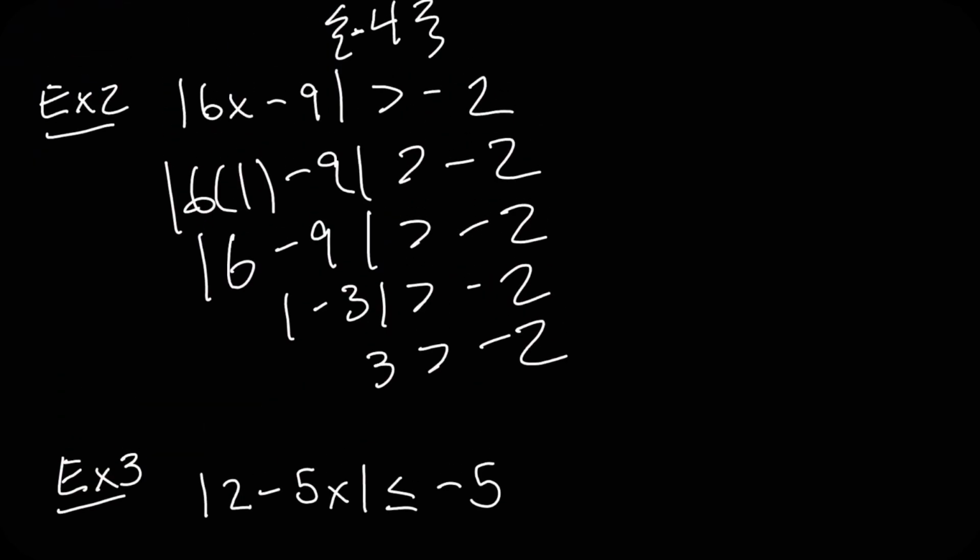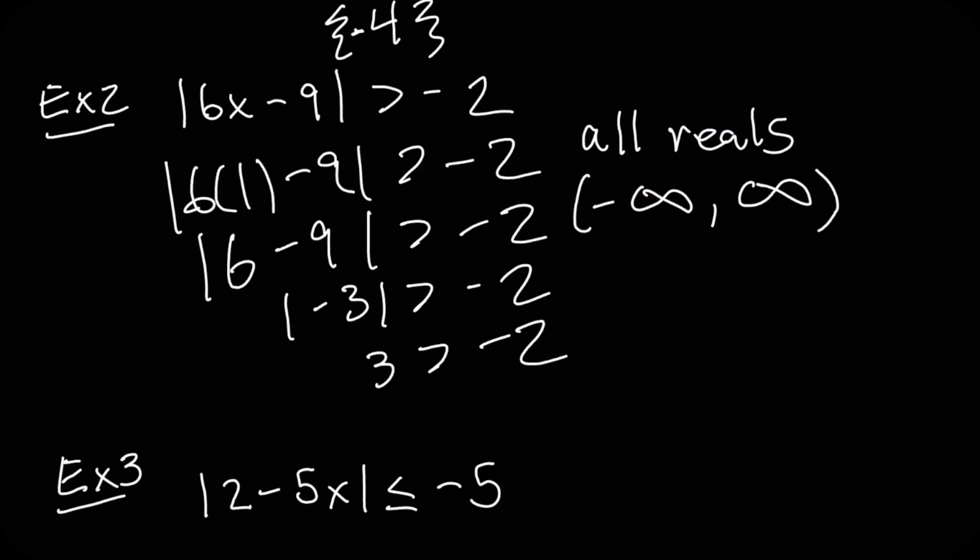It's always going to be true because regardless if we get a positive number or if we get a negative number, the absolute value of that is always going to be greater than a negative. So in this case, what we can say is all reals, which can also be written as negative infinity to positive infinity.